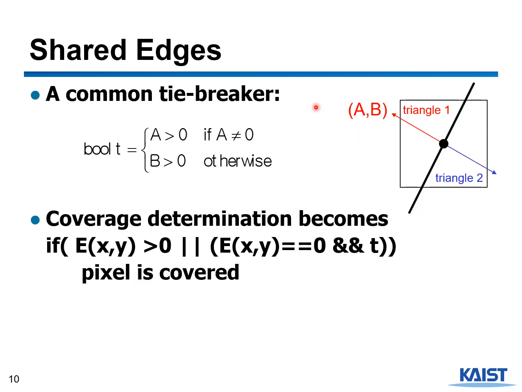A common tiebreaker actually looks like this. Given these two triangles, we look at the normal of each edge equation. In this case, given this tiebreaker, the normal of each edge equation points towards that direction, and we choose that triangle to assign the color to the pixel.